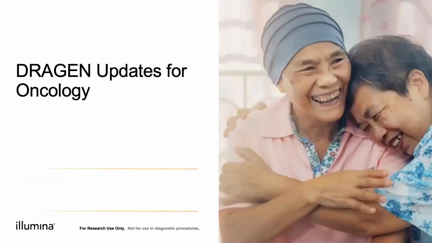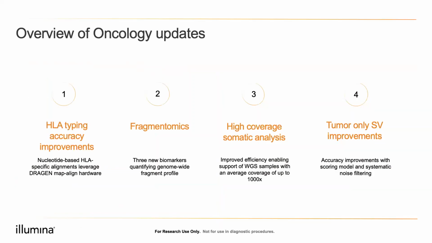Okay, let's talk about the DRAGEN updates for oncology. We have some HLA typing accuracy improvements that I'll go into in a bit of detail. We have 3 new biomarkers that quantify genome-wide fragment profile, or fragmentomics, that we'll go into in detail. And then there are a couple of additional updates that we won't have a chance to go into in too much detail, but you can check out the additional slides on your own time. But I wanted to note those here.